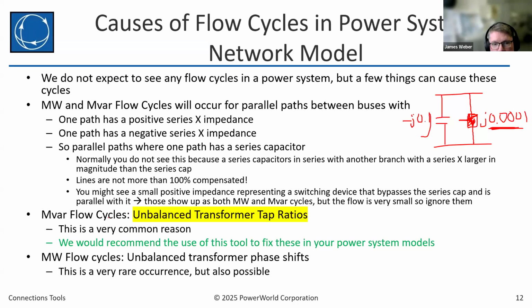The more useful things are the actual megavar flow cycles that are larger. I've never seen them not caused by transformer taps that are not well coordinated. And we'll show some examples here in a second. Megawatt flow cycles I have seen in cases before, but they're much more rare. You have to have phase shifters near each other that are unbalanced, and that just doesn't happen as often in the real world. There aren't as many of them, so there's less opportunity to have them miscoordinated. So you don't see them as often.